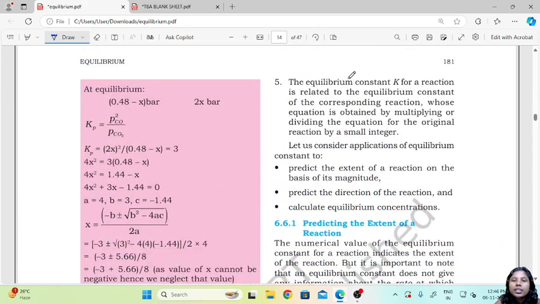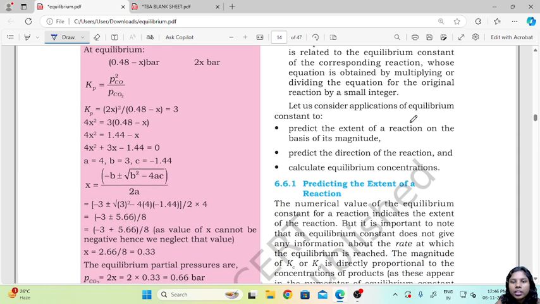The last one is that the equilibrium constant K for a reaction is related to the equilibrium constant of the corresponding reaction whose equation is obtained by multiplying or dividing the equation for the original reaction by small integers.